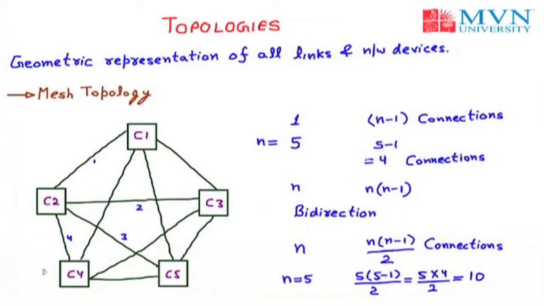1, 2, 3, 4 are already mentioned. We have 5 from C1 to C3, then C3 to C5, 6, then C1 to C5, 7, then C4 to C1, 8, then C4 to C5, 9, and from C4 to C3, that is 10. So for 5 computers, we have 10 connections. So the formula is, if we have n computers or n nodes, then we have n into n minus 1 by 2 connections.